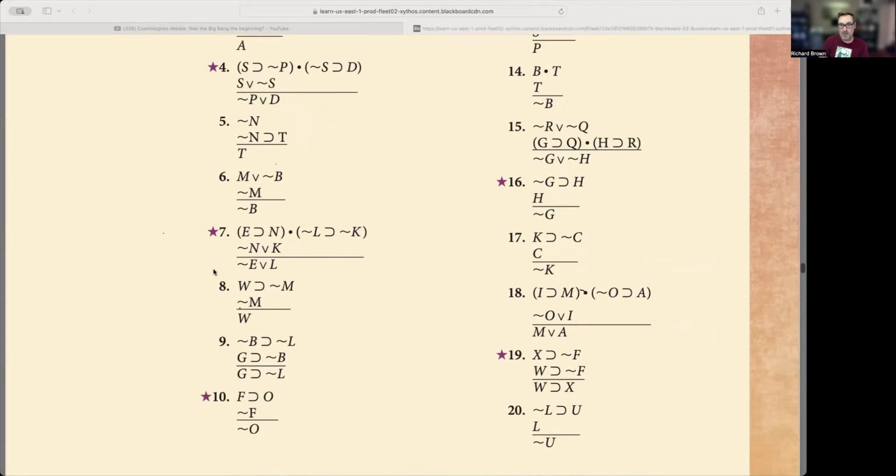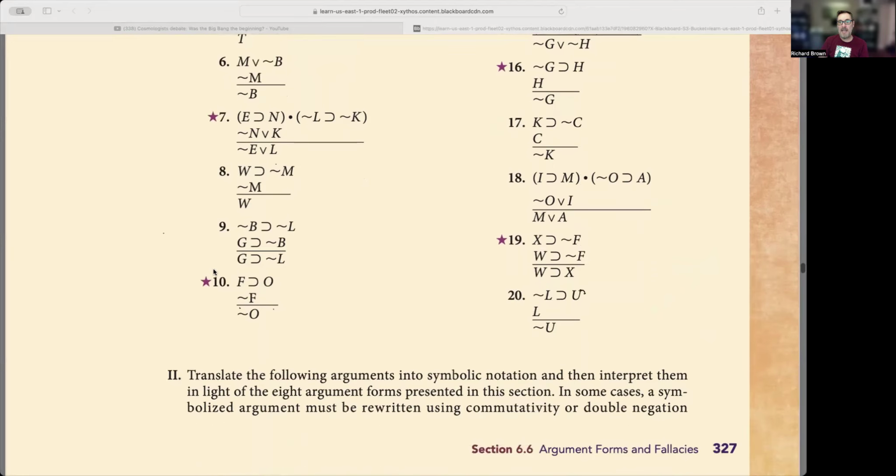In the next section, we'll translate them. We'll translate some stuff into English and then try to interpret them in terms of the forms.